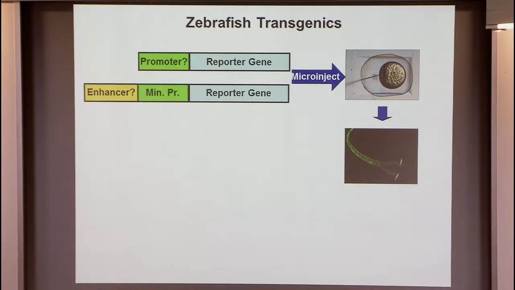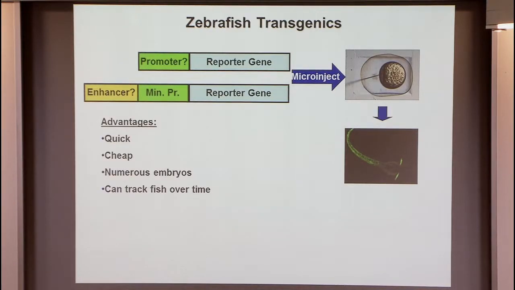Okay, so another widely used assay is zebrafish. You can take the promoter and reporter gene, or the enhancer, minimal promoter and reporter gene, and test it in zebrafish. The advantage of zebrafish, and we do quite a lot of zebrafish in our lab, is it's quick and cheap. You get numerous embryos; from just one mating, you usually get about 100 embryos. And you can track fish over time. If you're using GFP as a reporter gene, you can look and see things over time, and you don't have to take it out of the embryo like in mice, which I'll show you in a minute. So we can follow an enhancer all the way from development to adult and see how its expression changes.